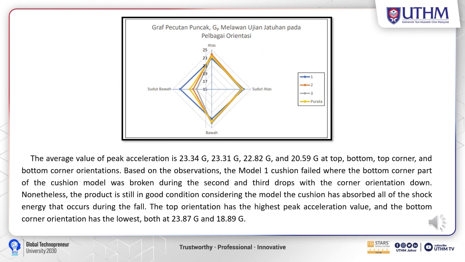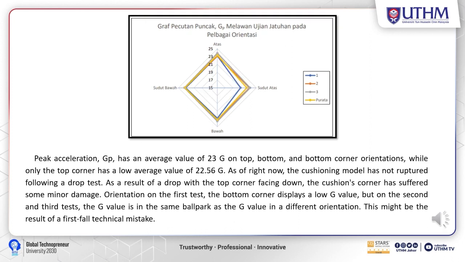So the highest peak acceleration occurs at the top rotation with 23.877, and the lowest peak acceleration occurs at the bottom corner with a value of 18.89. You can see the average value of 23 on top, bottom, and bottom corner orientation. Only the top corner has a very low average value, which is around 22.56, the peak acceleration.